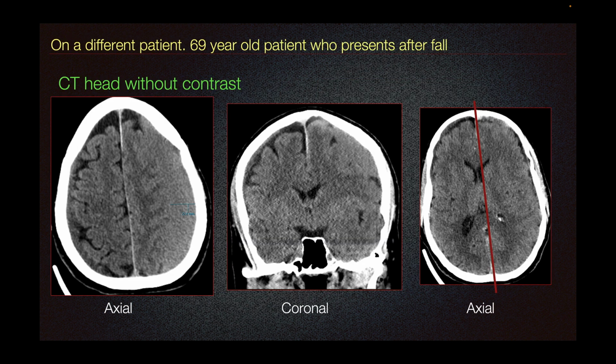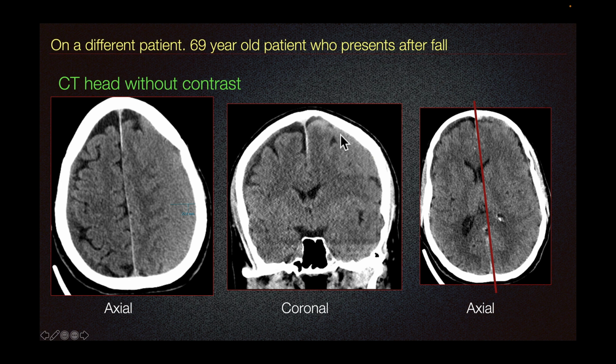On a different patient, a 69-year-old patient who presents after a fall, the CT head without contrast demonstrates this extraaxial crescentic hyperdense fluid collection overlying the left cerebral convexity consistent with subdural hematoma. As we can see, it does exert mass effect on the underlying brain parenchyma.